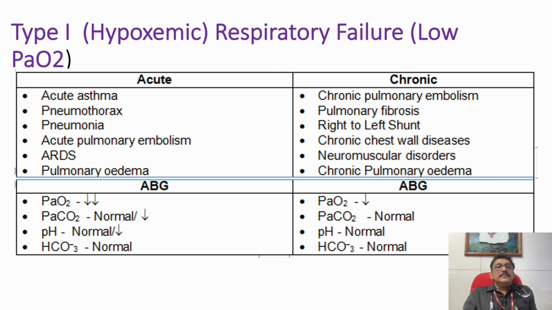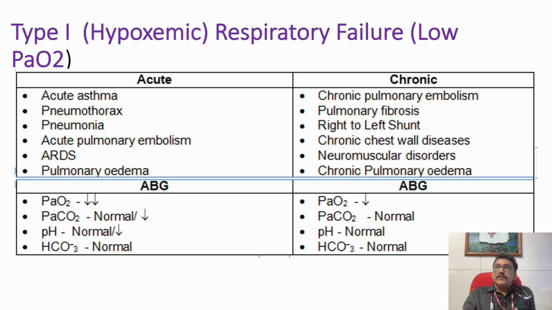The commonest conditions are acute asthma, pneumothorax, pneumonia, acute pulmonary embolism, acute ARDS, pulmonary edema. You can see all these things are acute. So within a span of time, patient will come to emergency room. When we see the oxygenation, that is low. But if you take the ABG, carbon dioxide levels are not very high. PaO2 is reduced, PaCO2 is normal or slightly reduced, pH is normal or slightly towards the acidotic range. HCO3, that is bicarbonate, is normal.